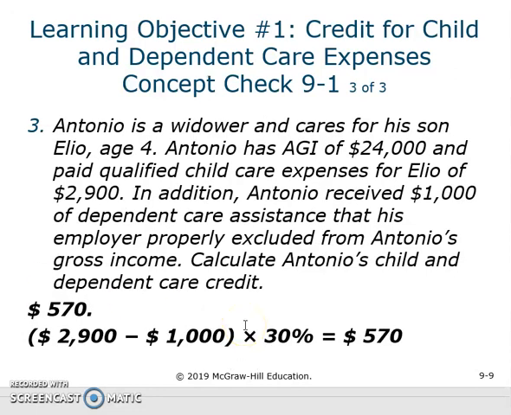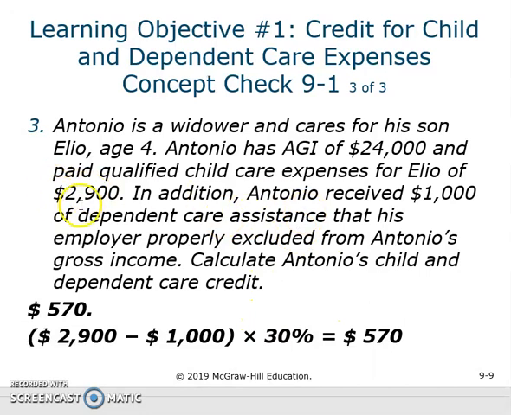We have Antonio, who is a widower and cares for his son, who's age 4. Antonio has AGI of $24,000 and paid qualified child care expenses of $2,900. In addition, Antonio received $1,000 of dependent care assistance that his employer properly excluded from Antonio's gross income. So we need to calculate Antonio's child and dependent care credit.